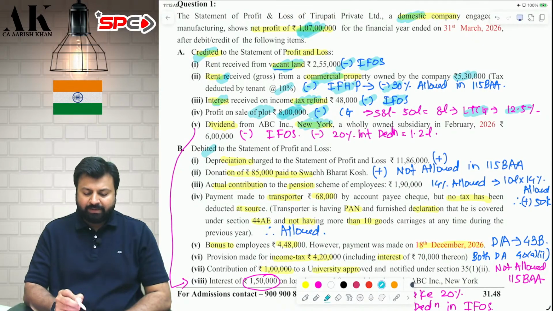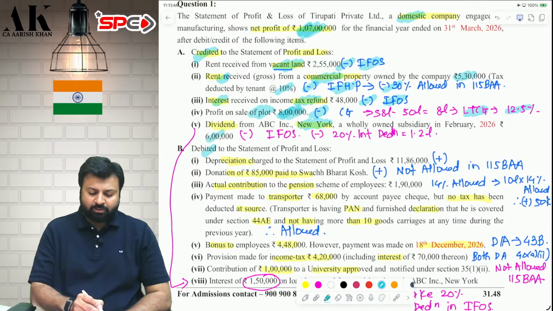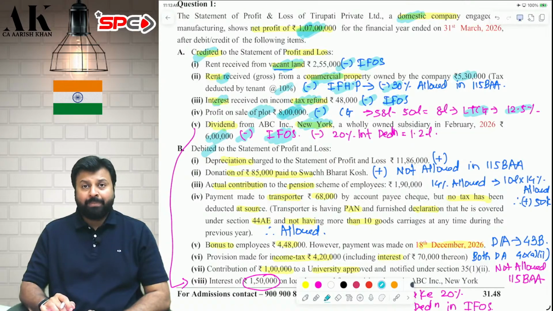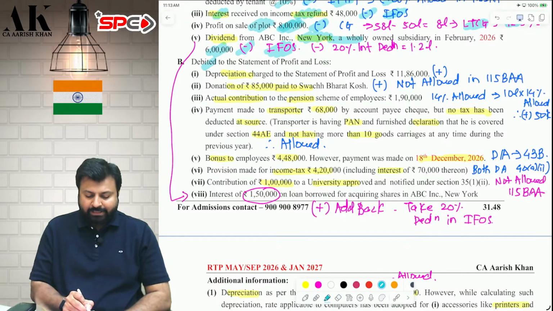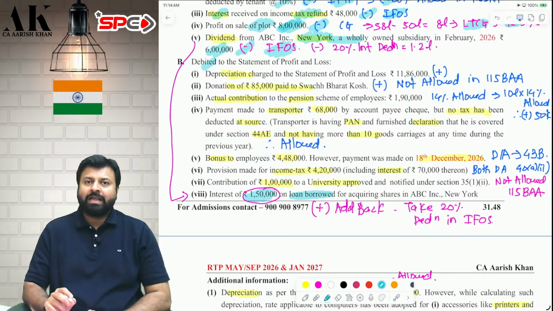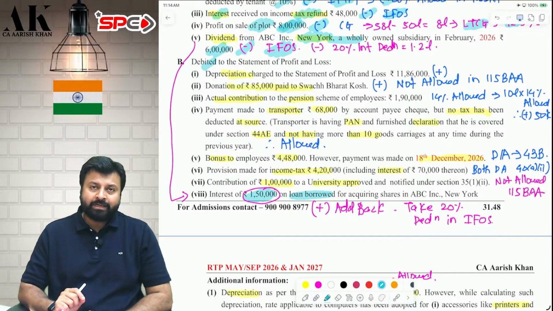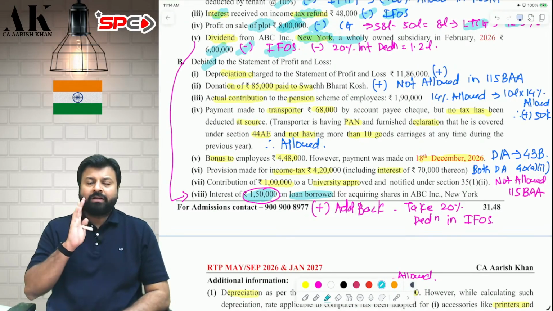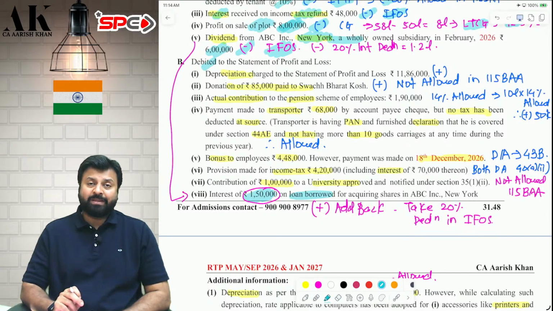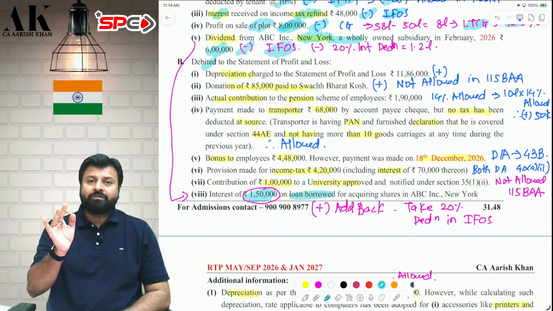Next, you are receiving some dividend from a foreign company of 6 lakh rupees. So the very first thing you will do is reduce from PGBP, show under IFOS. But at the same time, to invest in this foreign company, you have taken a loan. Check here in point number 8. On that loan, you have incurred an interest of 1,50,000 rupees. So do remember that against the dividend income, do you get any deduction? Yes. Against dividend income under IFOS, we get only one deduction, that is interest expense, up to 20% of the dividend.